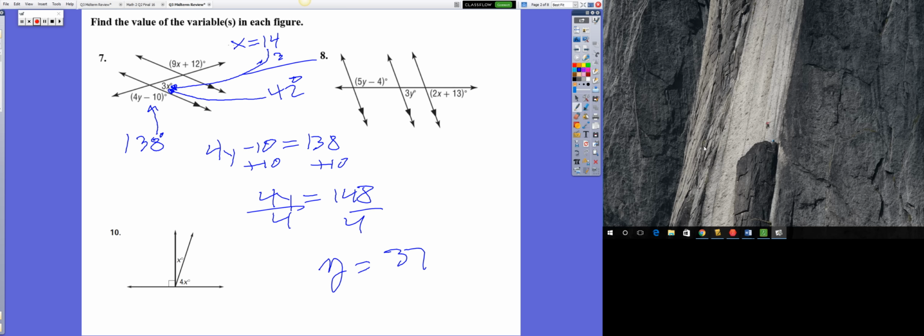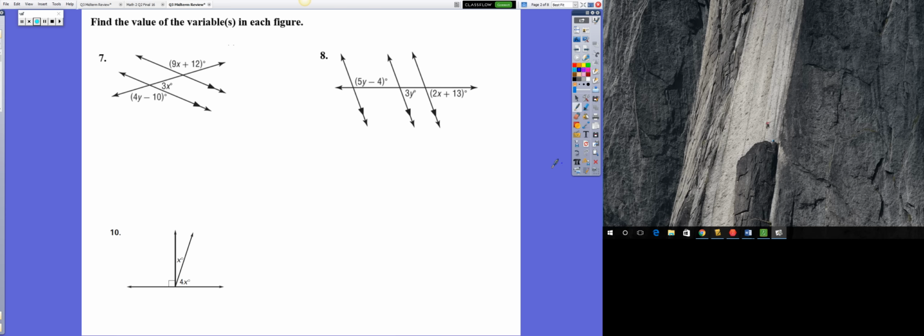Okay, number 8. Same thing. So these lines are all parallel. When they're parallel, everything is congruent or supplementary. So this one is the same as this one, which is the same as this one. Same here, and same here. So all the smileys are congruent. And then all the stars are supplementary to the smileys, but they're congruent to each other. So that star equals that star, and all the stars are the same. Okay, so I need to find y and I need to find x.